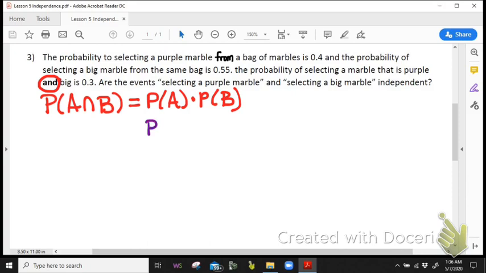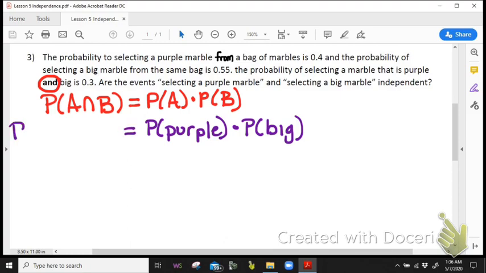So if the probability of a purple marble, and the second event is that the marble is big. Okay, so if the product of those two probabilities is equal to the probability that the marble is purple and big, then we can say that these are independent events.